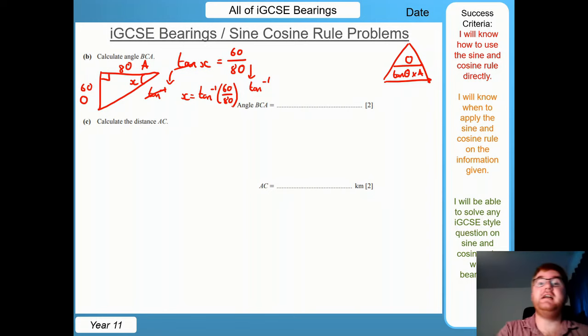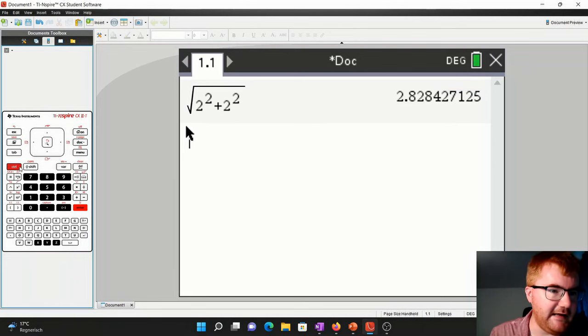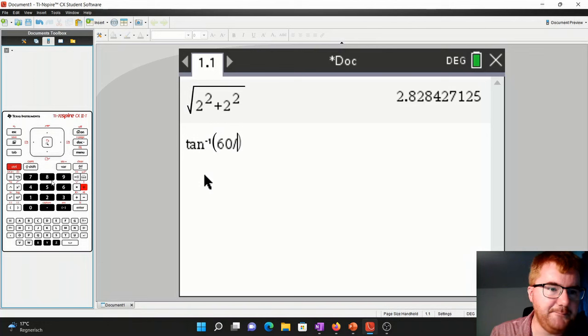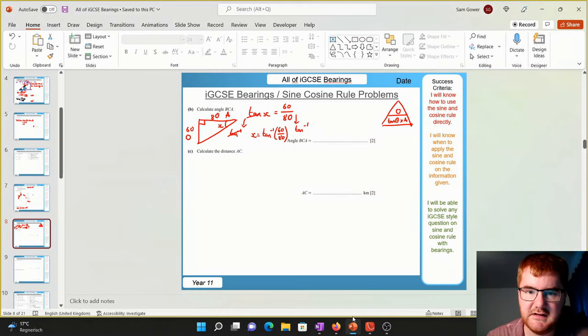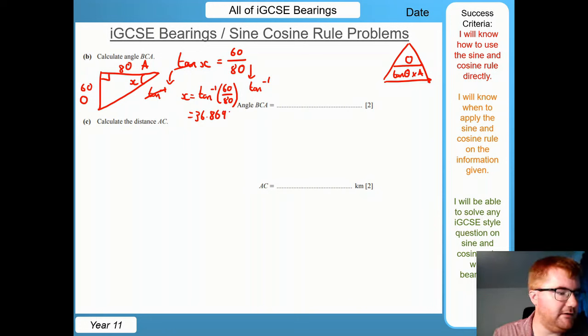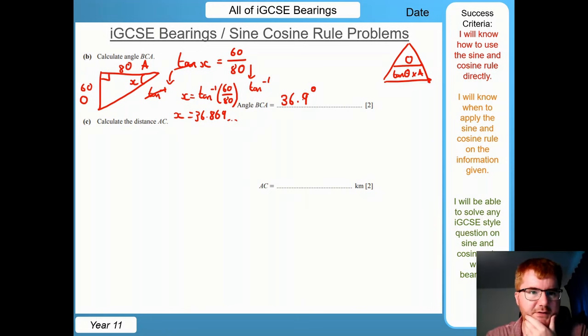So let's pop that into the calculator and work it out. First thing to do is check your calculator's in degrees, otherwise bad things will definitely happen. We're going to use tan inverse. On this calculator, it's quite easy, just click tan inverse, and then we do 60 divided by 80. Don't even have to close the brackets, it does it automatically. And we get 36.869, which I'm going to write down. If you round that to three significant figures, as always, we get 36.9 degrees. Make sure you put the degrees in there as well, don't want to lose a mark.